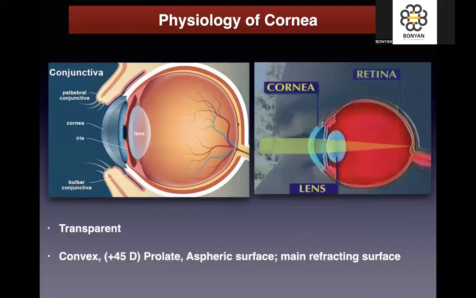So the physiology of the cornea is protection of the globe or the internal structures, because it's elastic, it absorbs a lot of traumas. Also, it's transparent and convex, with a prolate and aspheric surface. So finally, the physiology is protection and vision after that.